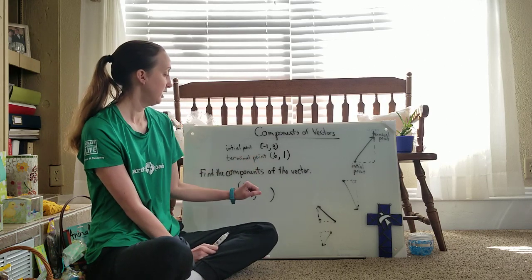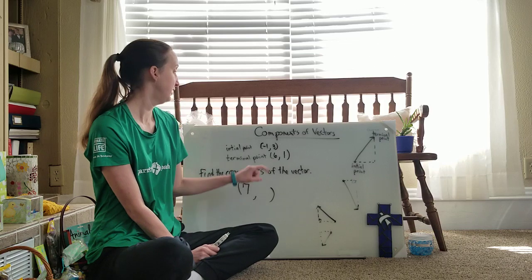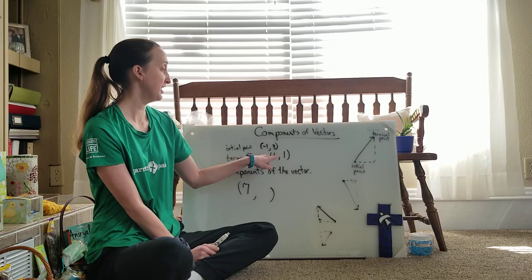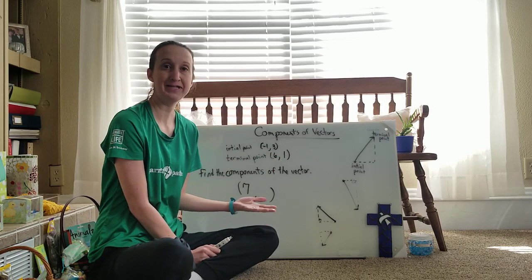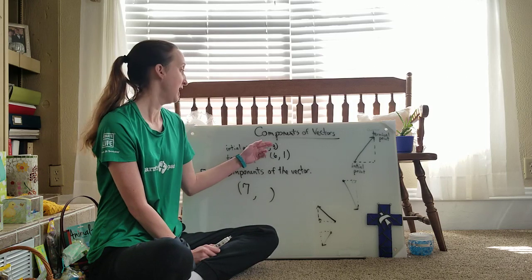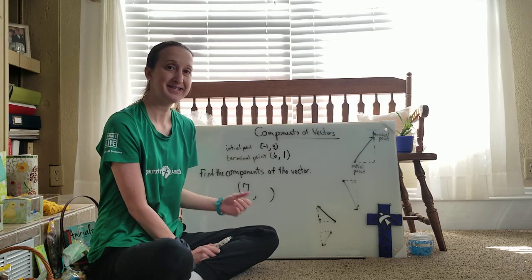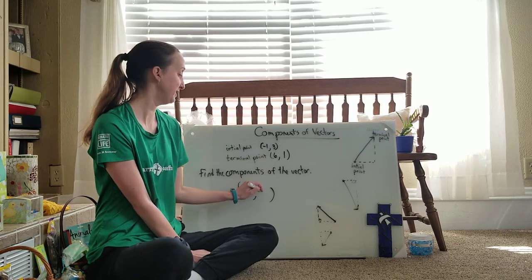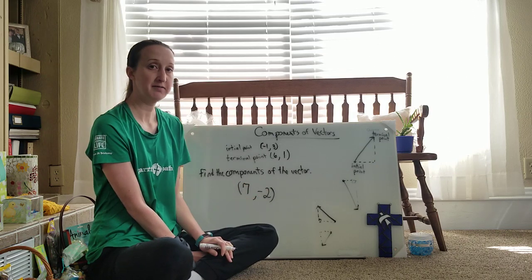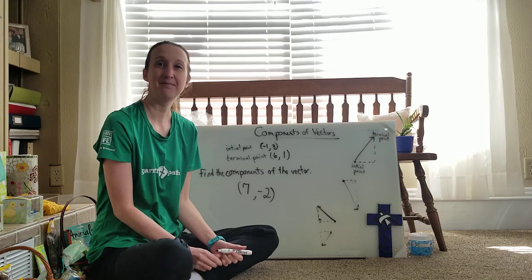And then we need to do the y component. So if it starts at 3 and it goes to 1, we can see it went down, and it went down by 2, and the downward direction would be considered negative, and that would be your y component. Here is our vector in component form.